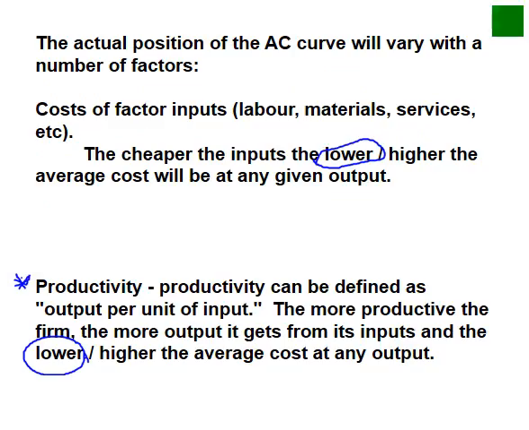The actual position of the average cost curve will vary with a number of factors. So if we look at factor inputs, labor, materials, and so on, the cheaper the inputs, we're going to find that we have the lower the average cost will be at any given output. Now, productivity. Please make sure that you're very familiar with this definition. It can be defined as output per unit of input. The more productive the firm, the more output it gets from its inputs, and once again, the lower the average cost at any output.